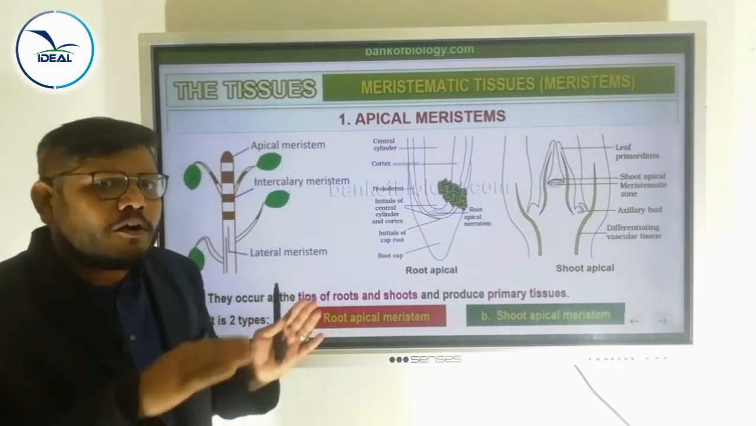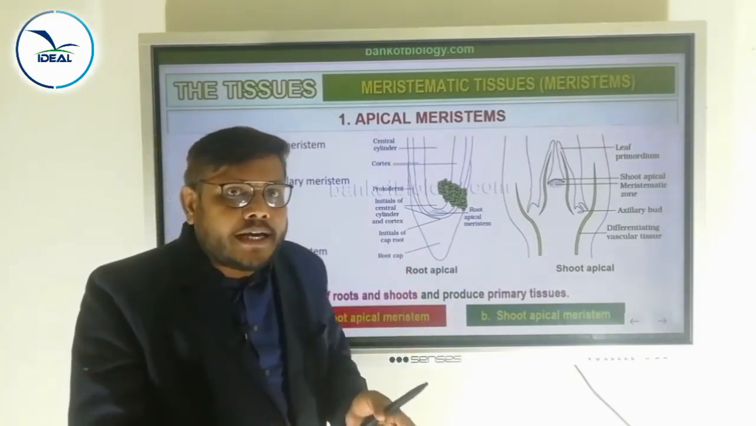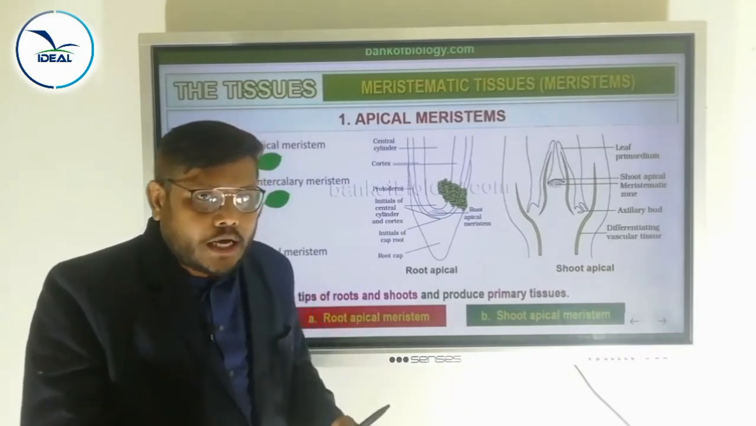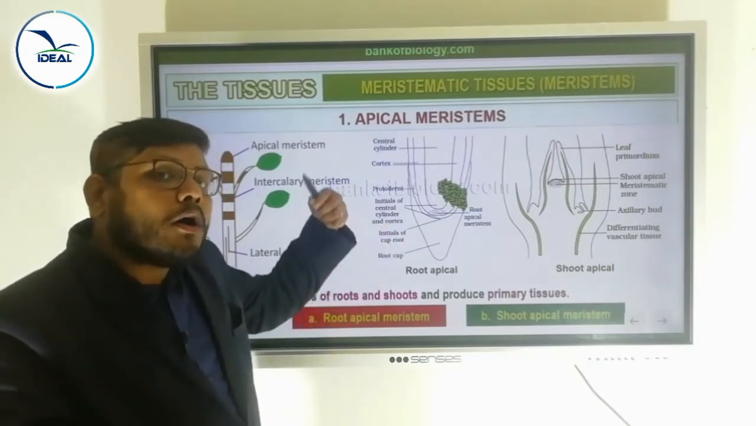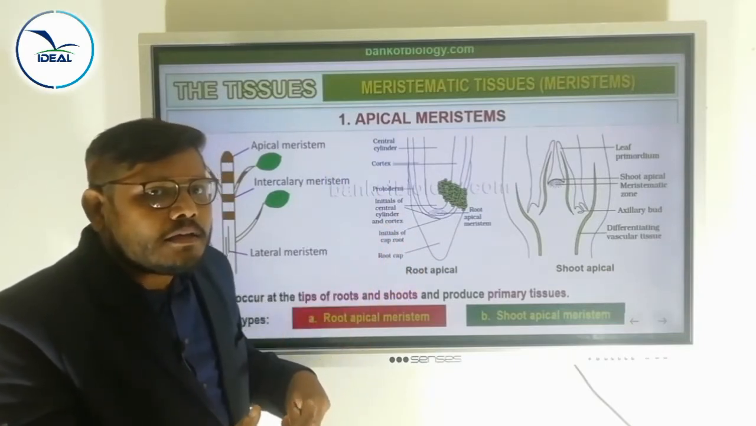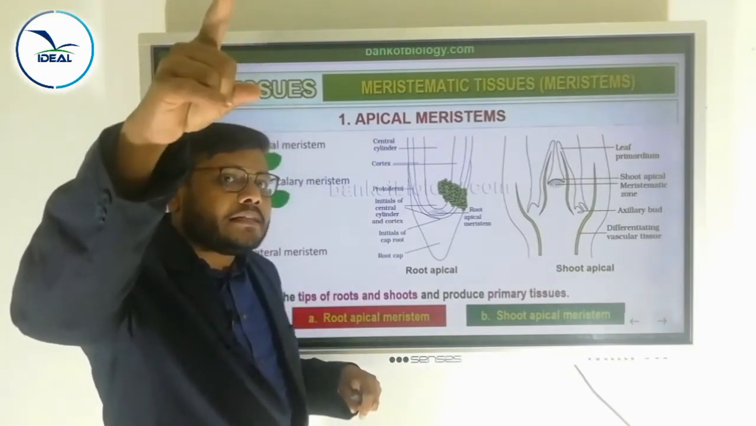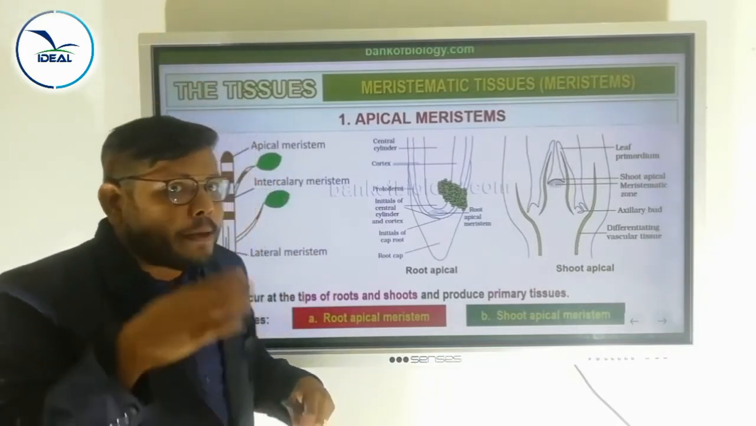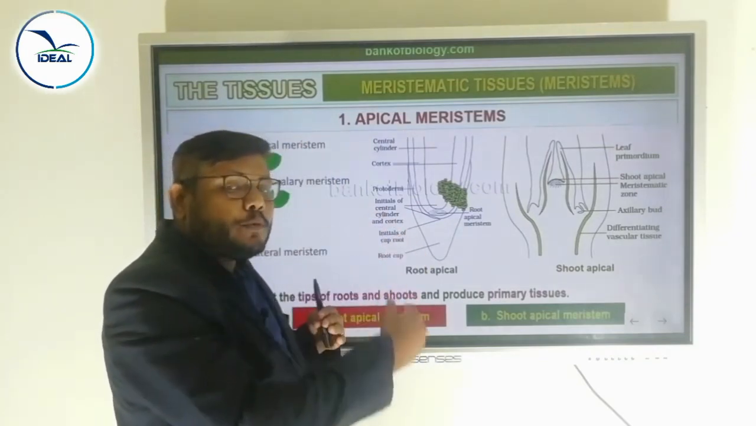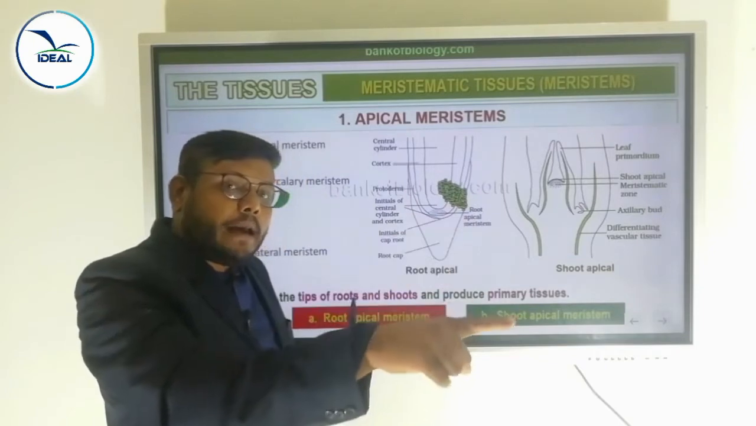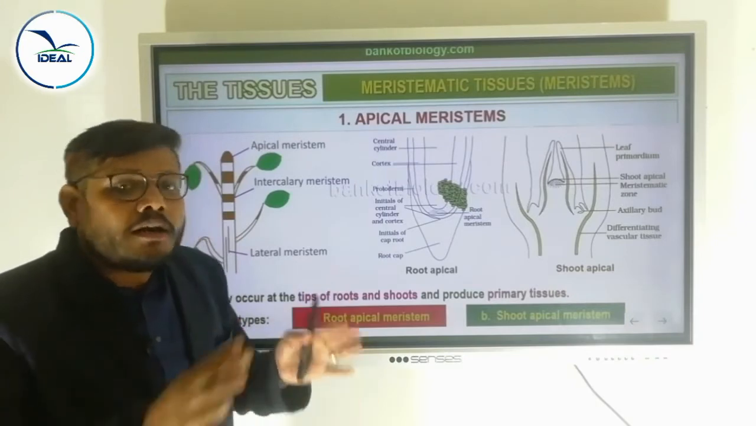What is the function performed by the apical meristem? We already know that meristems are actively dividing cells, and because of that, growth occurs. Here the apical meristem occurs at the tip of the stem or the tip of the root. It helps to increase the length of the plant stem and root. Because of cell division, growth occurs. That is why the apical meristem helps to increase the length of the stem axis and the root tip.